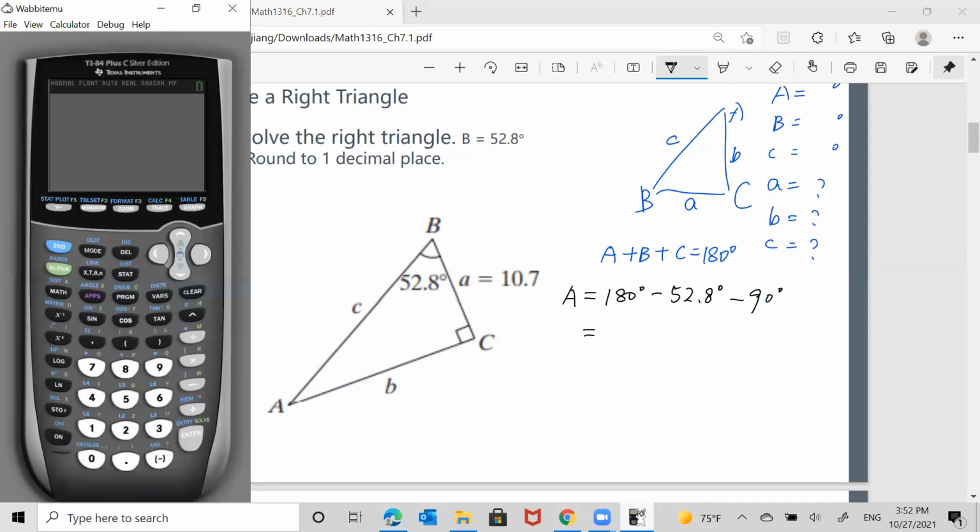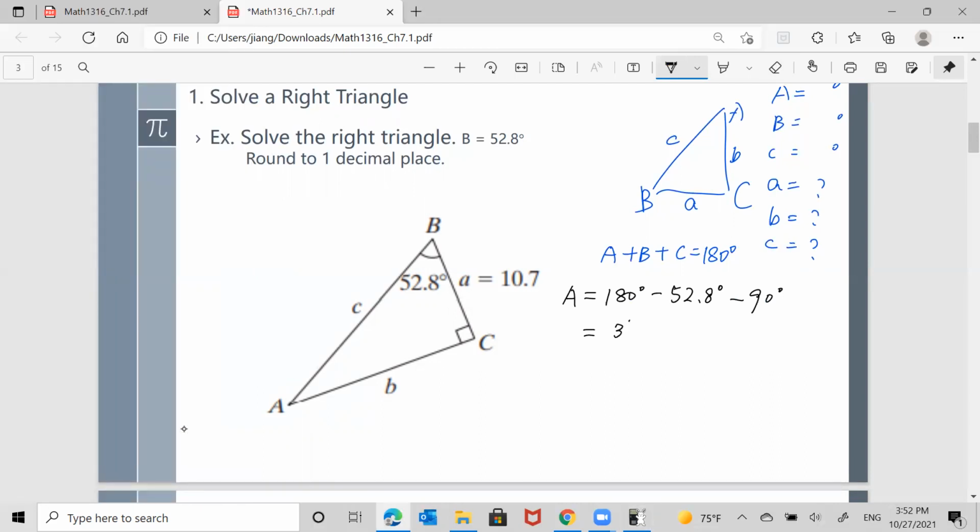What is that? We can use our calculator. 180 minus 52.8 minus 90. That's 37.2 degrees. We found angle A, and how do we find B and C? I mean the lengths of b and c.